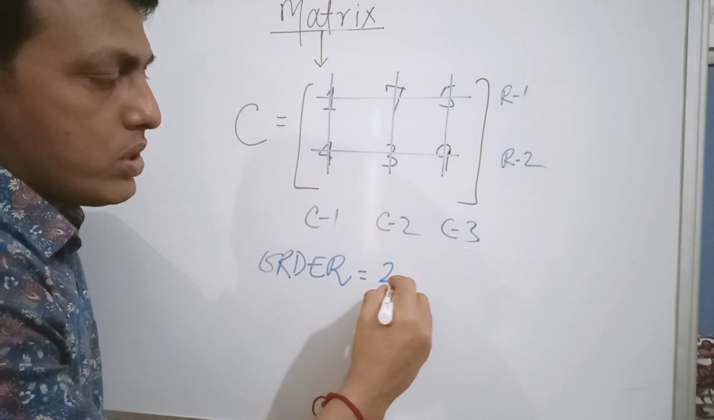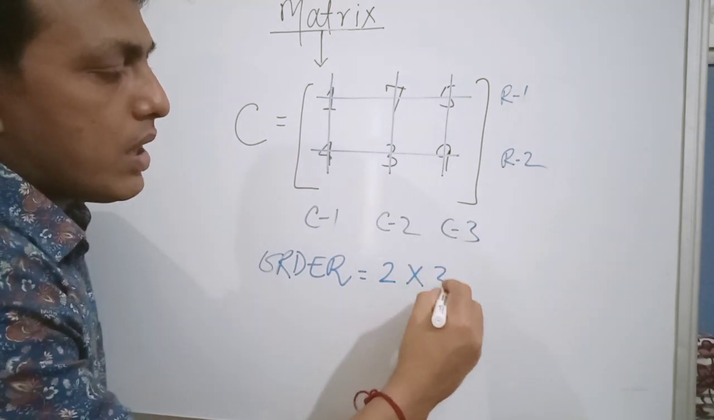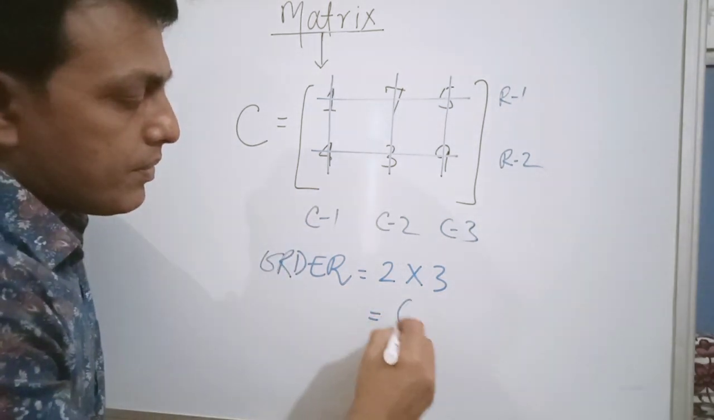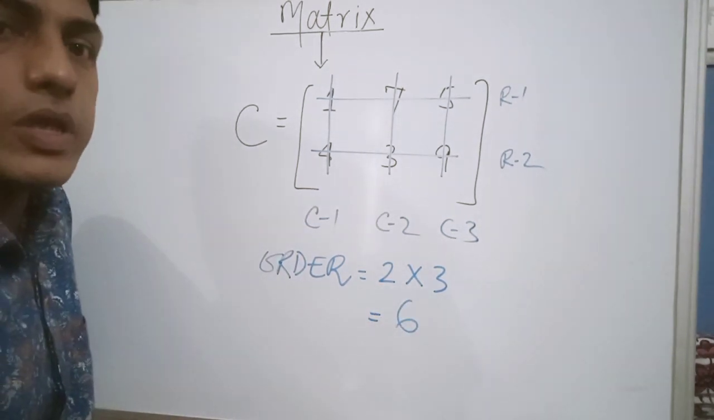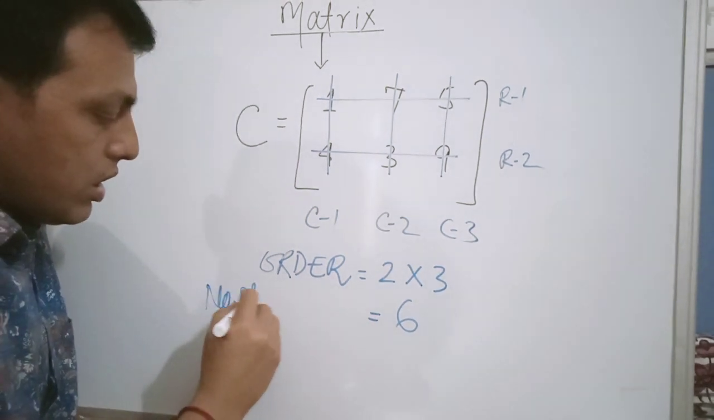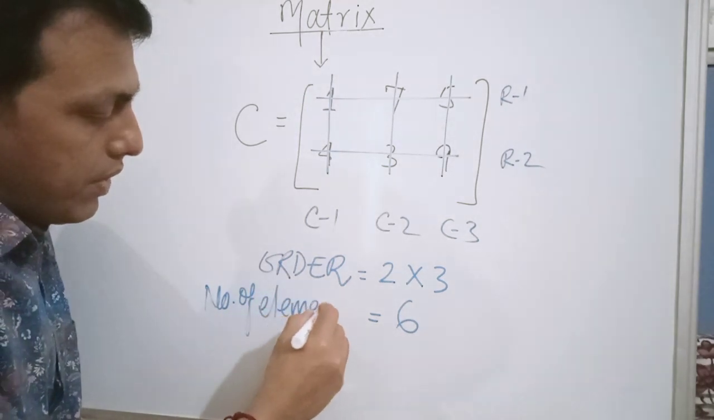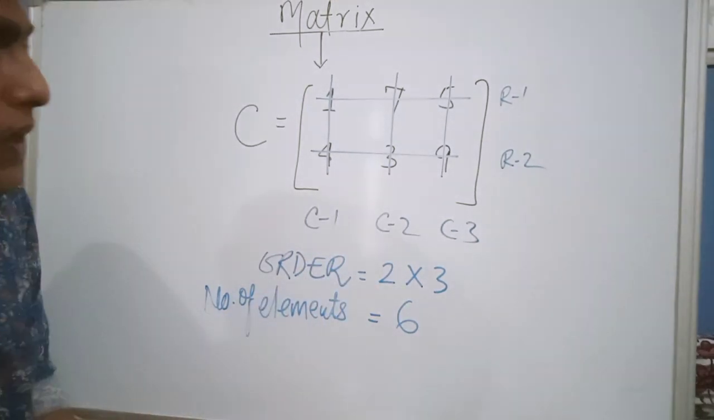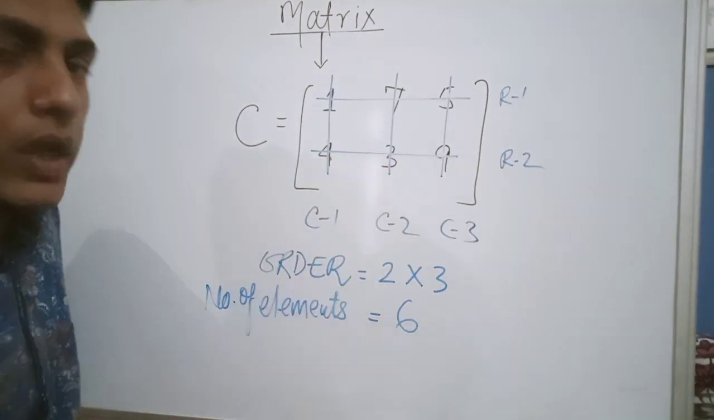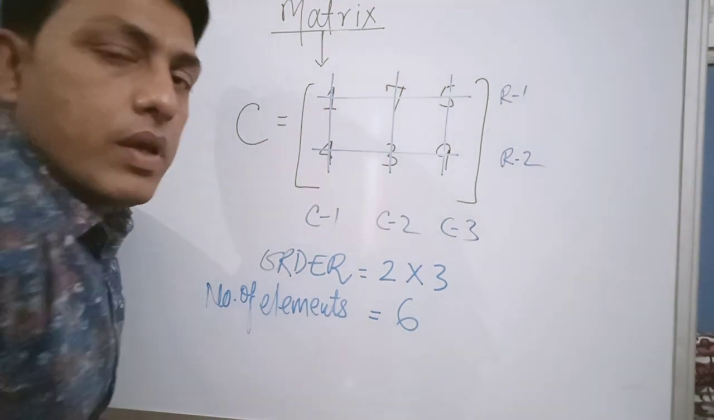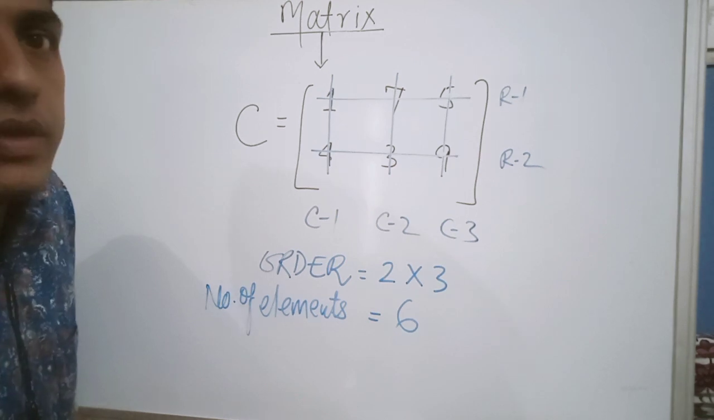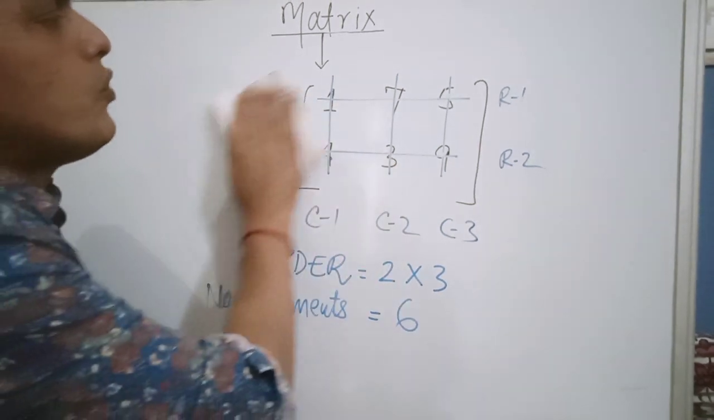So what will be the order of the matrix? 2 number of rows by number of columns. Multiply them, it is 6. So that 6 is called number of elements. So how many elements are used? 1, 2, 3, 4, 5, 6. It is 6. Correct? So this is another matrix. Go for the last example.